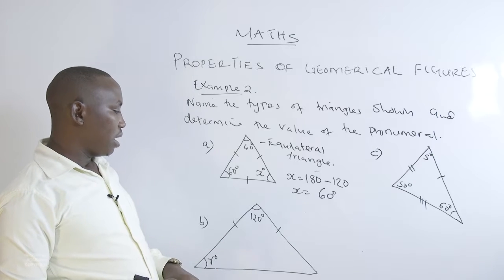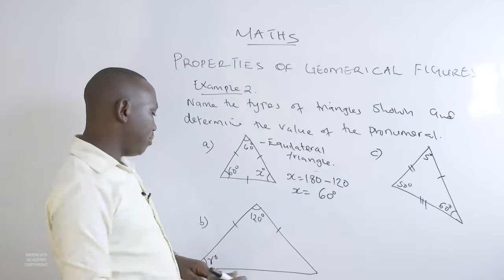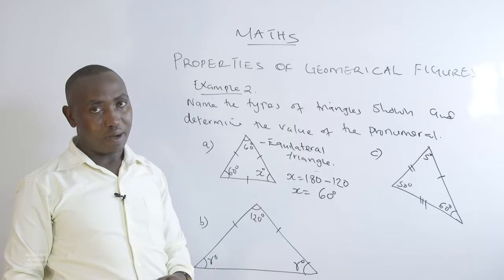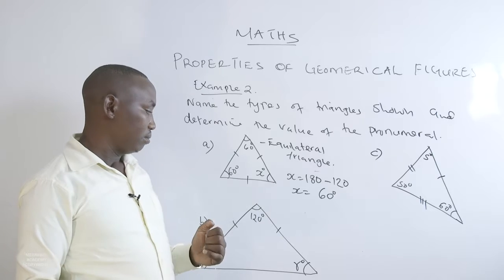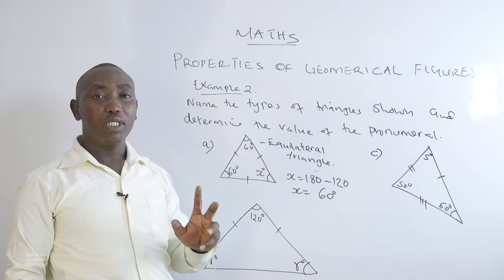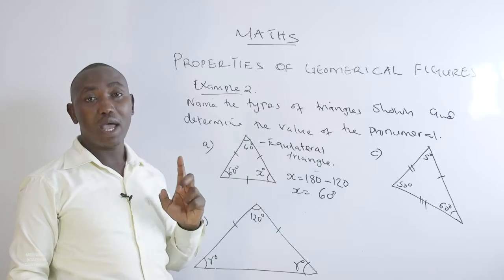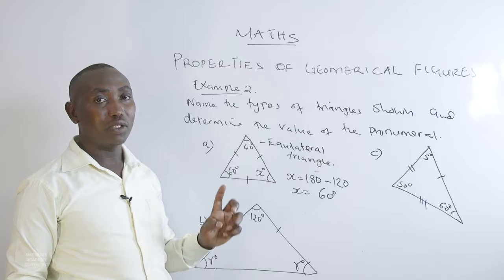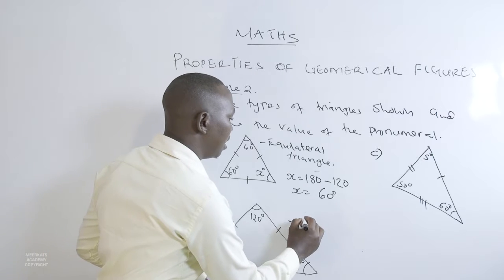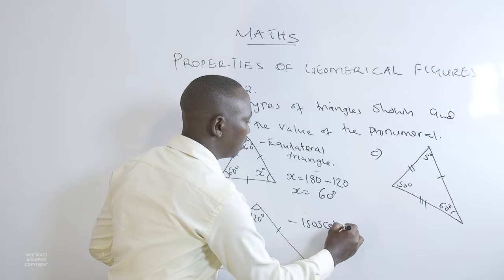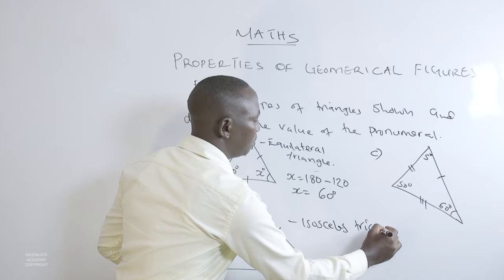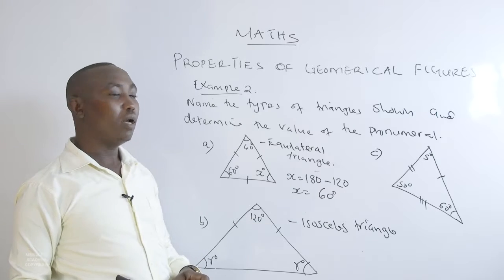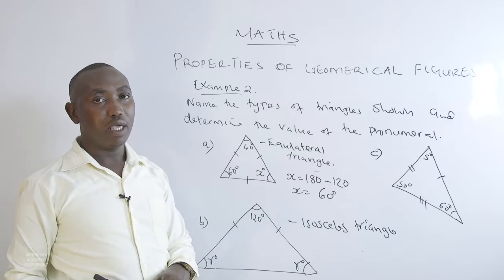Number B, two sides are equal. That means the base angles are also going to be equal. So if this is R, also this is R. What is the name given to a triangle which has two sides equal and the base angles equal? It's referred to as an isosceles triangle. So this is an isosceles triangle where we said two sides are equal and therefore two angles are equal.